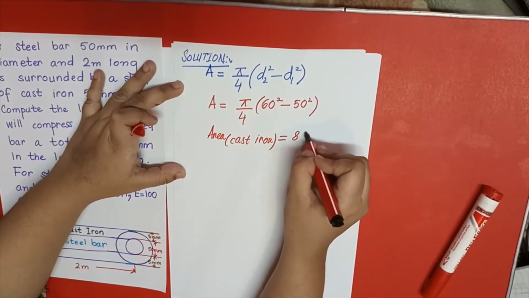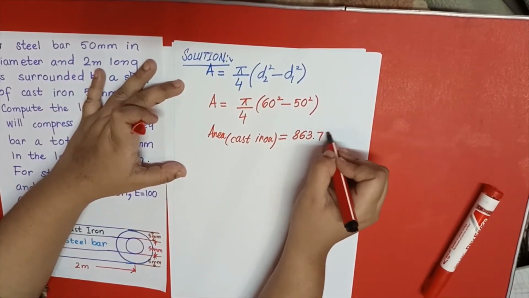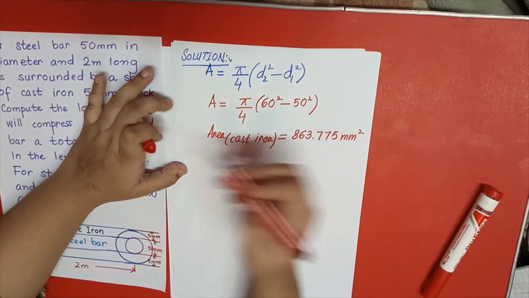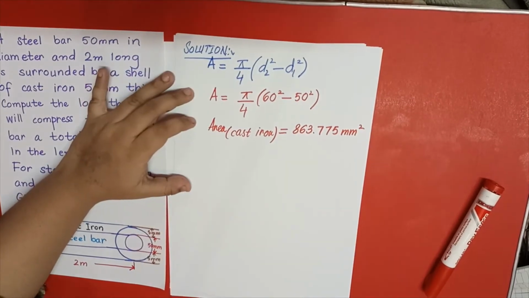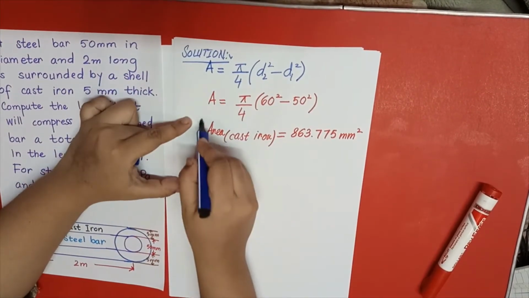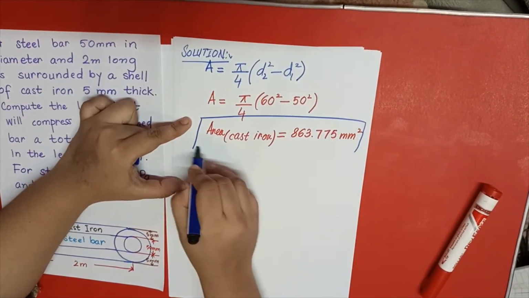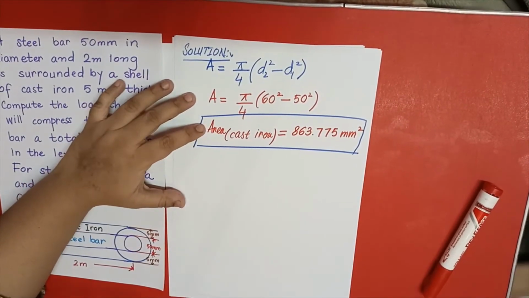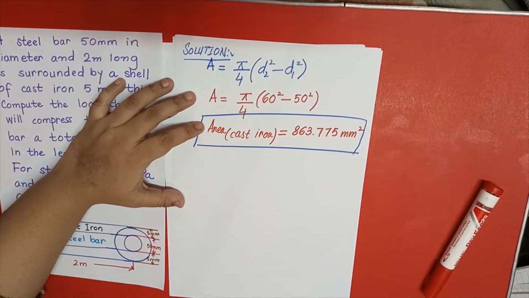So the answer is coming out to be 863.775 millimeter square. This is the way to calculate the area of the cast iron.